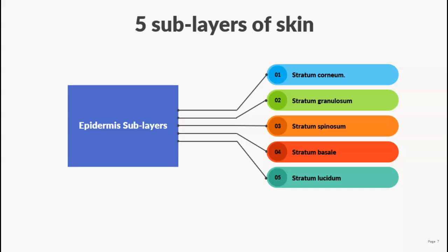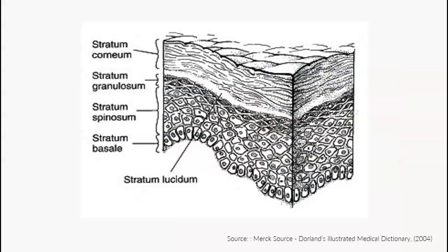The epidermis can be further divided into 5 sublayers: stratum corneum, stratum granulosum, stratum spinosum, stratum basale, and stratum lucidum. This picture is an illustration of the 5 sublayers of the epidermis.